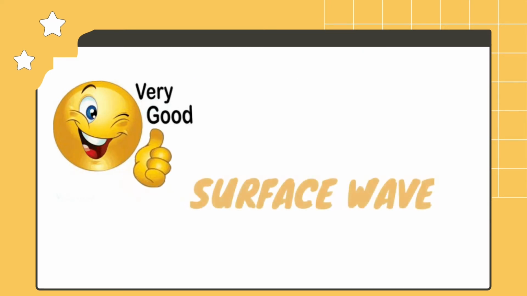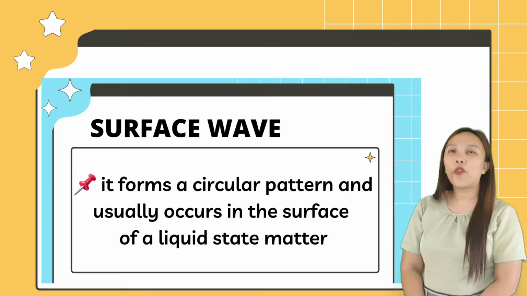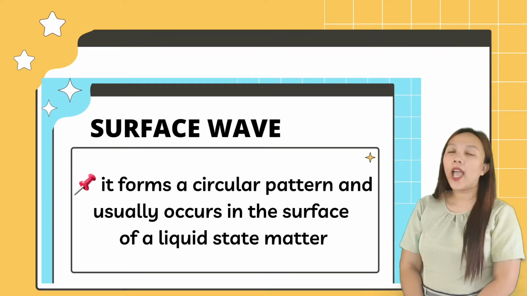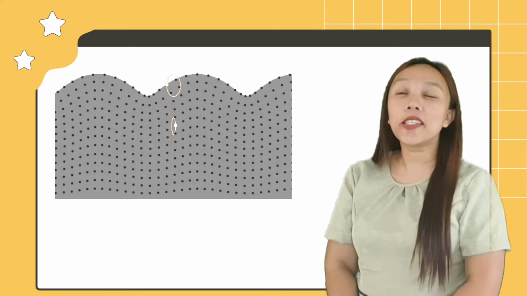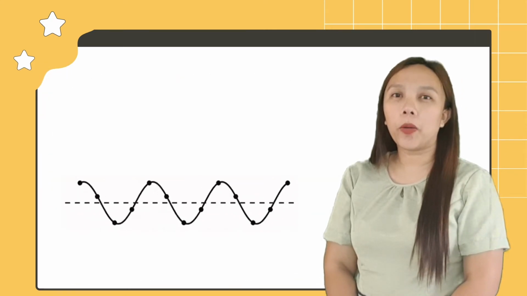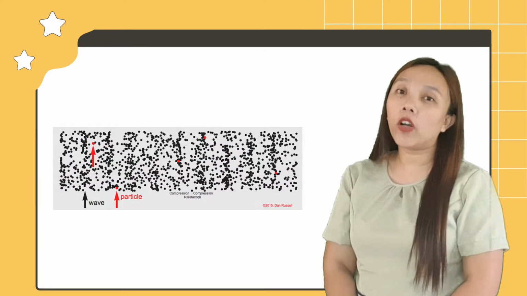Very good! Surface wave. It forms a circular pattern and usually occurs on the surface of a liquid. From that, obviously, you've learned enough from our previous lesson. So let's move on to the next one.